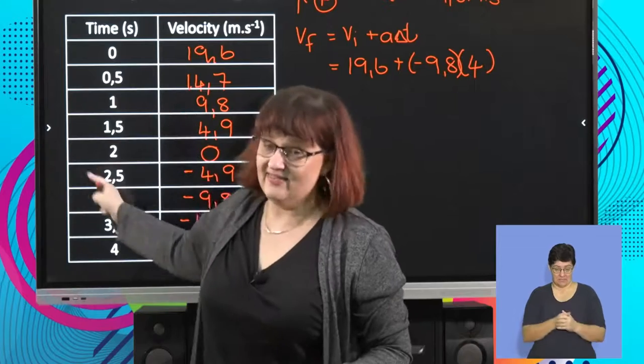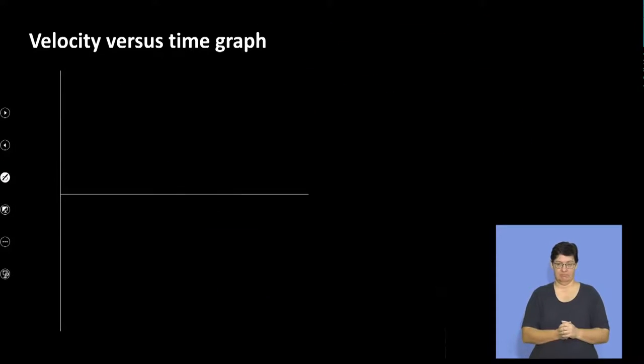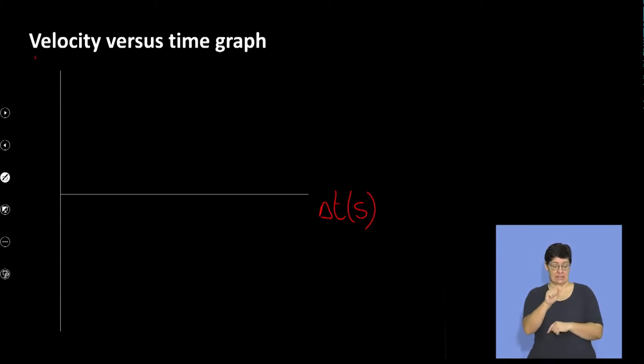We're now going to take this and put it onto a graph. So we're going to draw an accurate graph. So here we go. I probably haven't made my graph long enough, but it's all right. There's delta t. There's v.